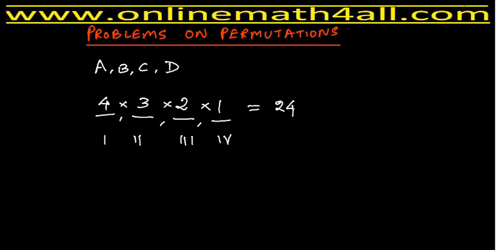Even if you use the formula of permutations, that is nPr, we get 4P4 is equal to 4 factorial. So we get the result 4 times 3 times 2 times 1, which is equal to 24. So for this one also we are getting the same result, 24. Okay students, now you'll be able to understand how to solve problems on permutations.